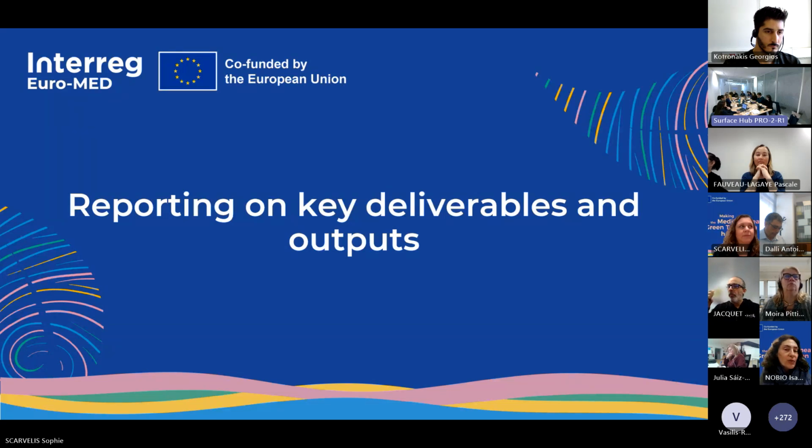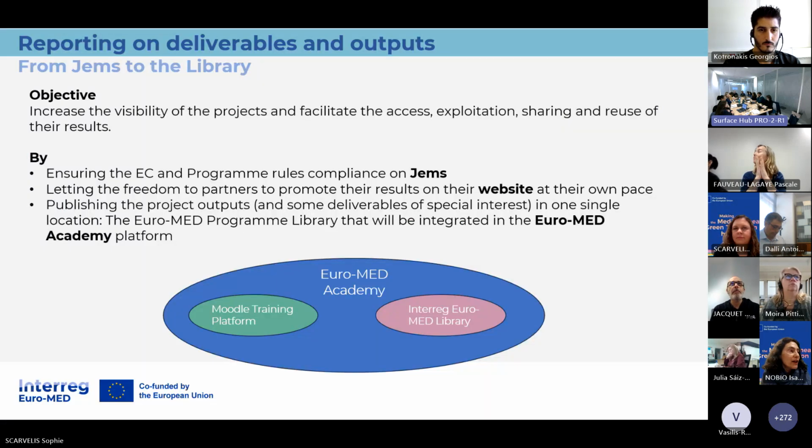So I will present you the procedure, the whole process on reporting on key deliverable and output. Before entering into the practical details, just a few slides to present the global picture in which this process is embedded, and to remember that the overall objective of deliverables and outputs of project production in general, from our point of view, is to increase the visibility of the project and facilitate the access, exploitation, and reuse of the results.